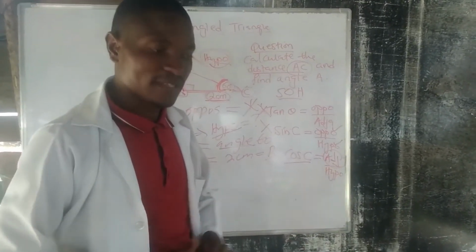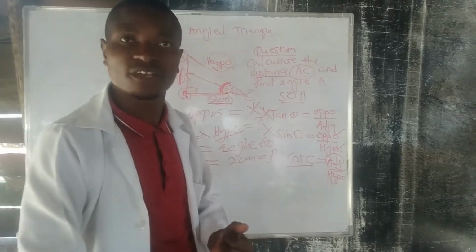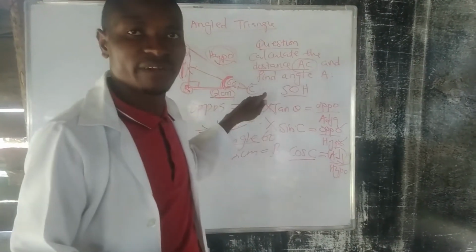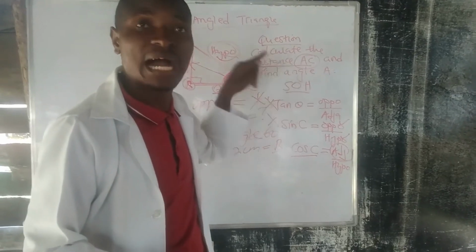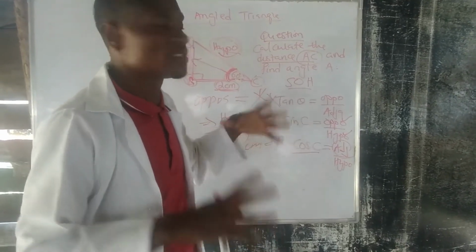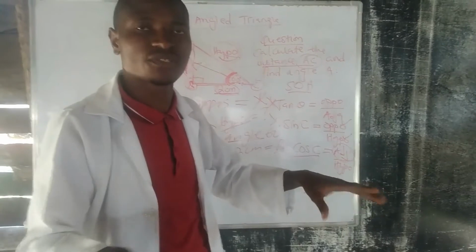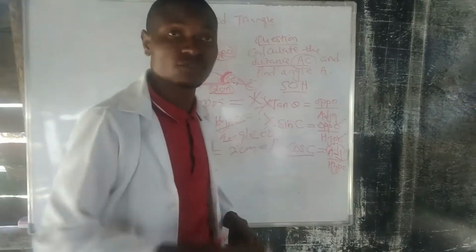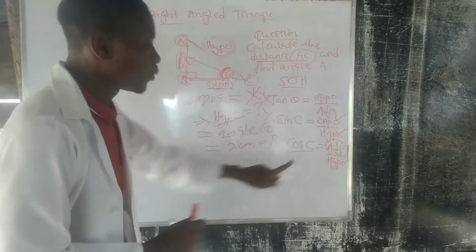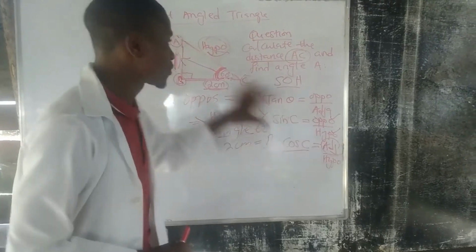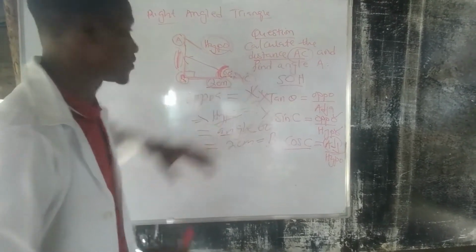So the first step is to ask yourself what is given and what is in the diagram. What is the examiner asking you to calculate? And once you table out those issues, then you are home and dry to be able to solve the question. So now finally, we are going to use the cosine to provide the solution to this question.